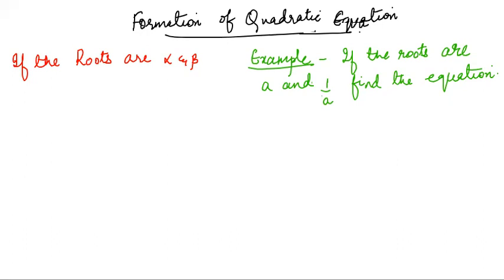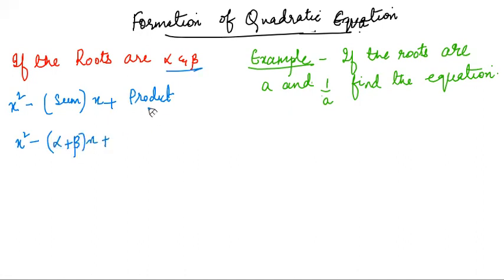So, if the roots are alpha and beta, the formation of the quadratic equation is as below. x square minus sum of the roots into x plus product of the roots. So basically, x square minus sum of the roots. Sum of the roots is alpha plus beta into x plus product of the roots is alpha beta. This is the formation. Now let's see an example.